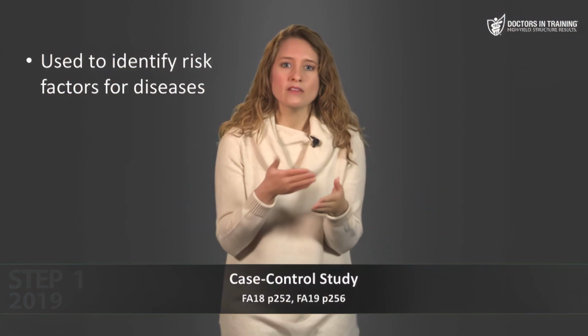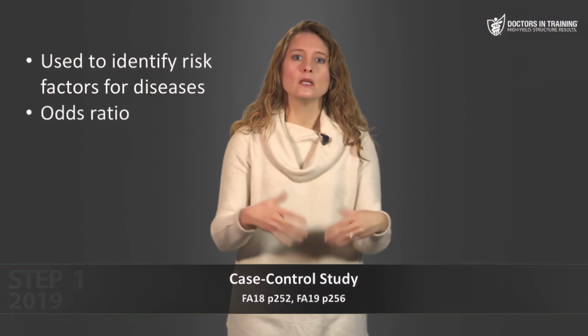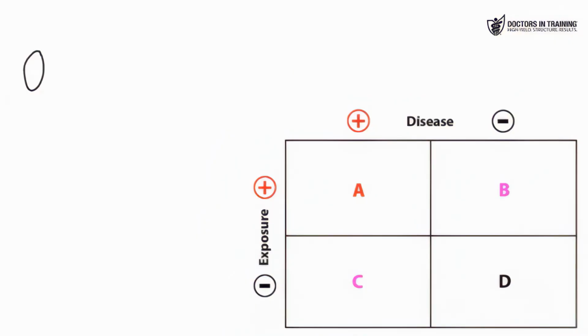The outcome of a case control study yields an odds ratio. An odds ratio takes the odds that someone with the disease had the exposure in question and compares it to the odds that someone without the disease or the control also had that exposure in question.